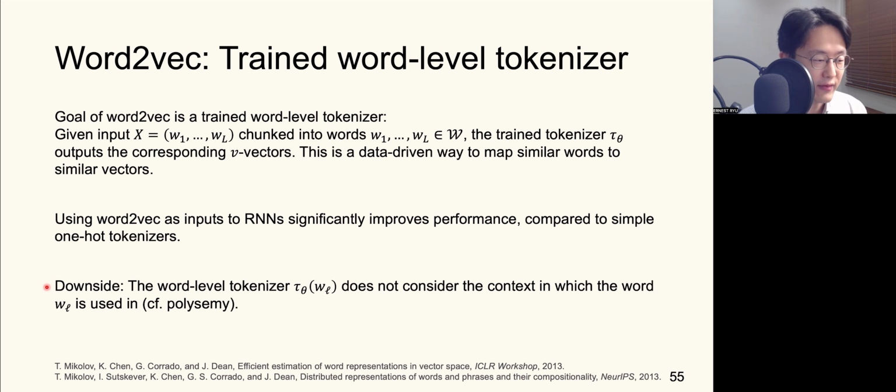So you can have issues with polysemy. A word can mean multiple things. The word bank can mean different things depending on what kind of context it is used within. And if you use a word-level tokenizer, the tokenizer cannot possibly consider the context in which the word is used, so these kinds of ambiguities cannot be resolved. We're going to fix this problem in the next model that we're going to talk about.